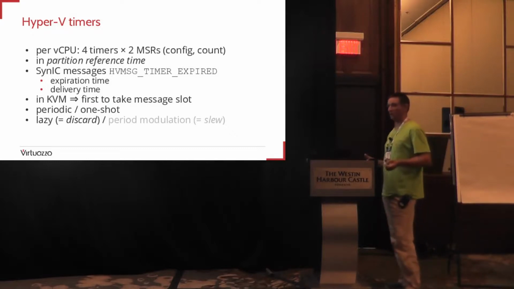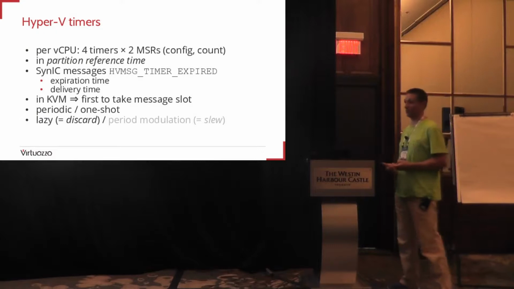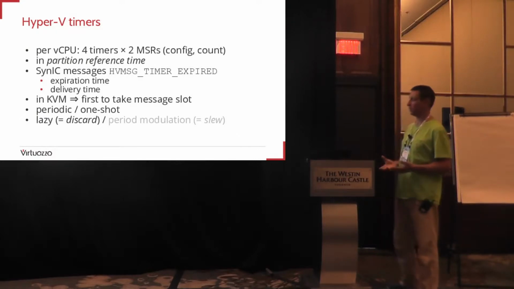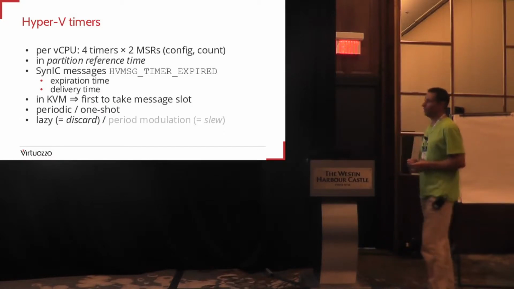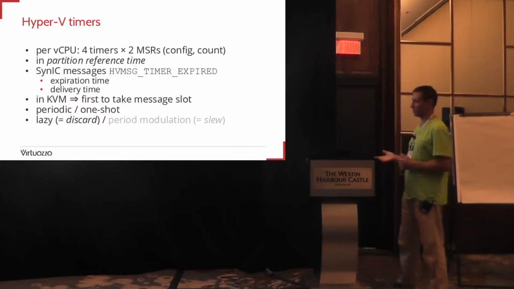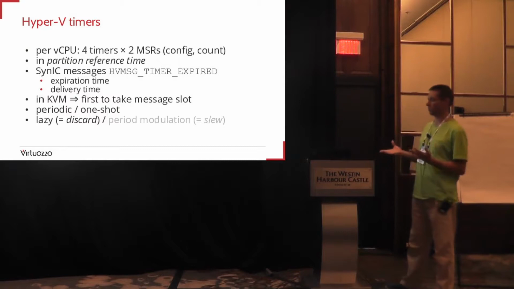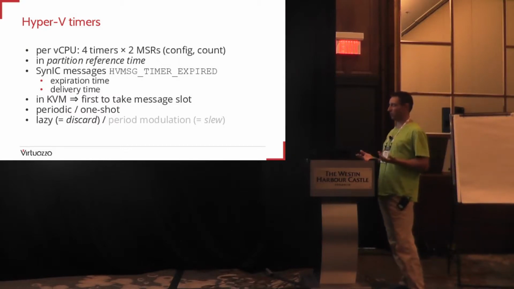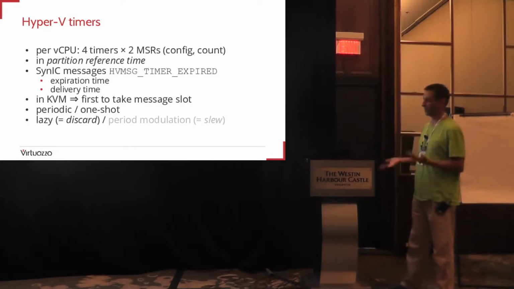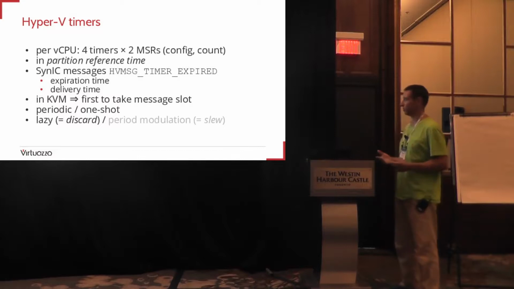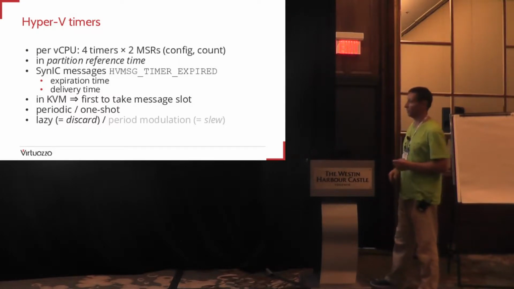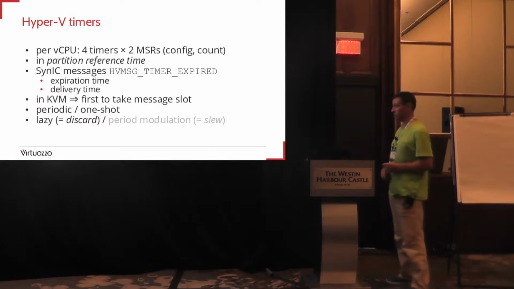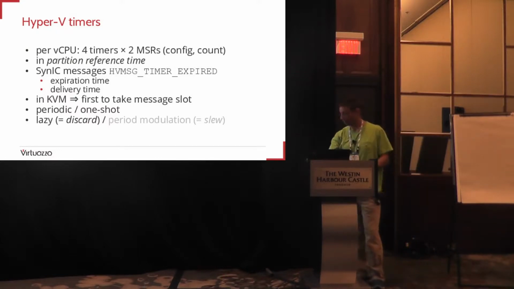This implementation was made in KVM, so the timers are the first to take the message slot if they are expired, and user space will get access to the slot later. As usual, the timers can be periodic or one shot, and for the periodic timers, there can be two modes, lazy and period modulation, which in QEMU usually translates to discard policy or slew policy. At the moment we didn't bother to implement the latter, so only the lazy mode is available. That's why the slew mode is grayed out.